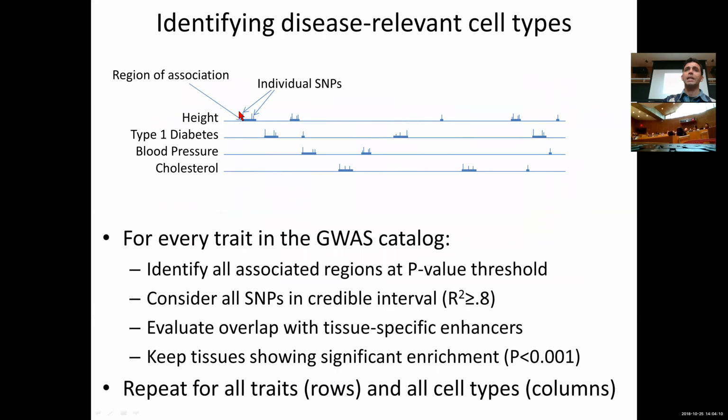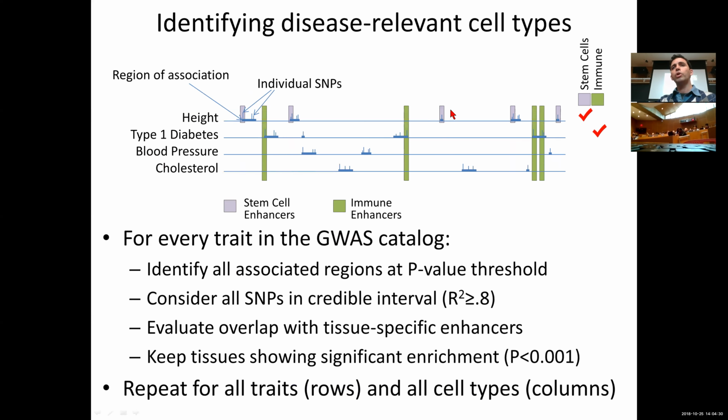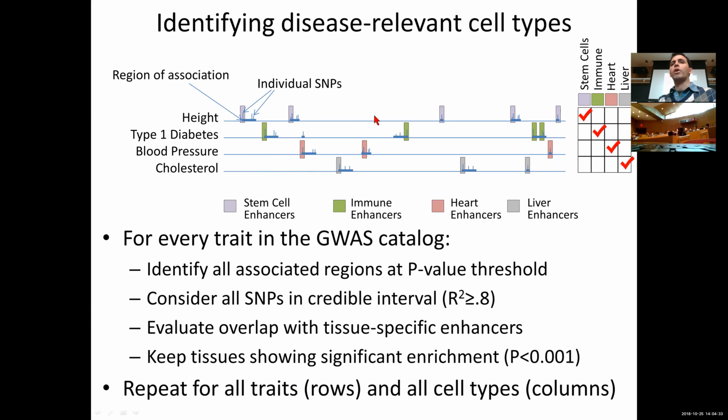So the first thing that you can do is basically ask, let's use all of the genetic variants jointly. Basically look for epigenomic annotations in specific cell types that are enriched in these variants. So if you take genetic variants associated with height or type 1 diabetes or blood pressure or cholesterol, and you start overlaying the genomic regions that are active in different cell types. You can basically ask which regions are active in stem cells or immune cells or heart cells or liver cells. And you can ask, are these classes of epigenomic annotations enriched in genetic variants that are associated with specific traits? We're basically bringing genetic information and epigenomic information and correlating the two.